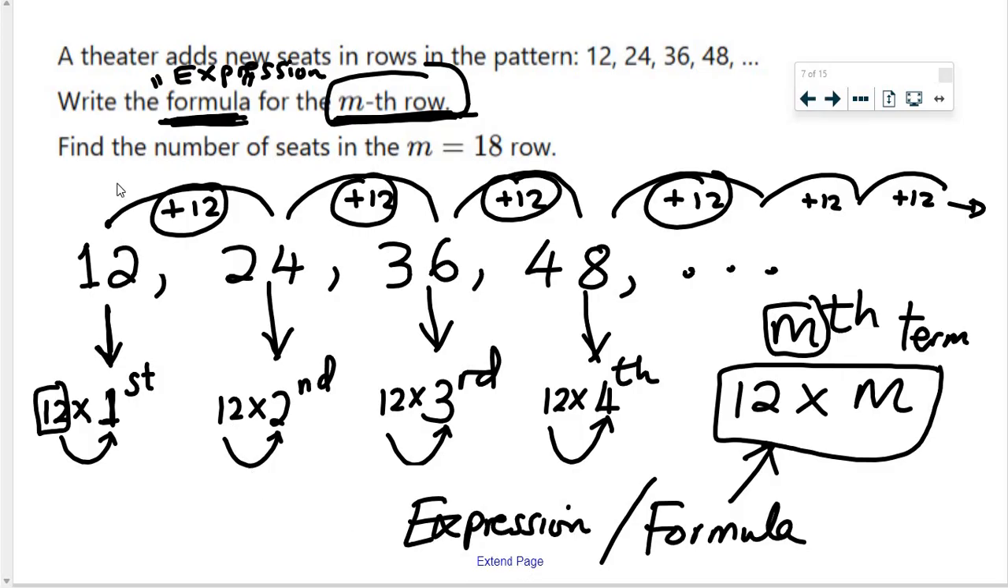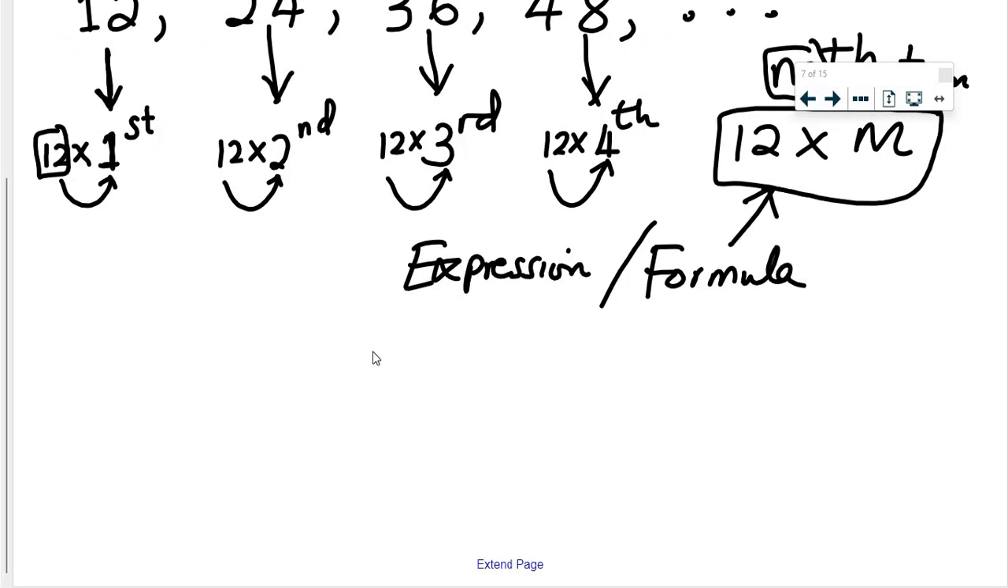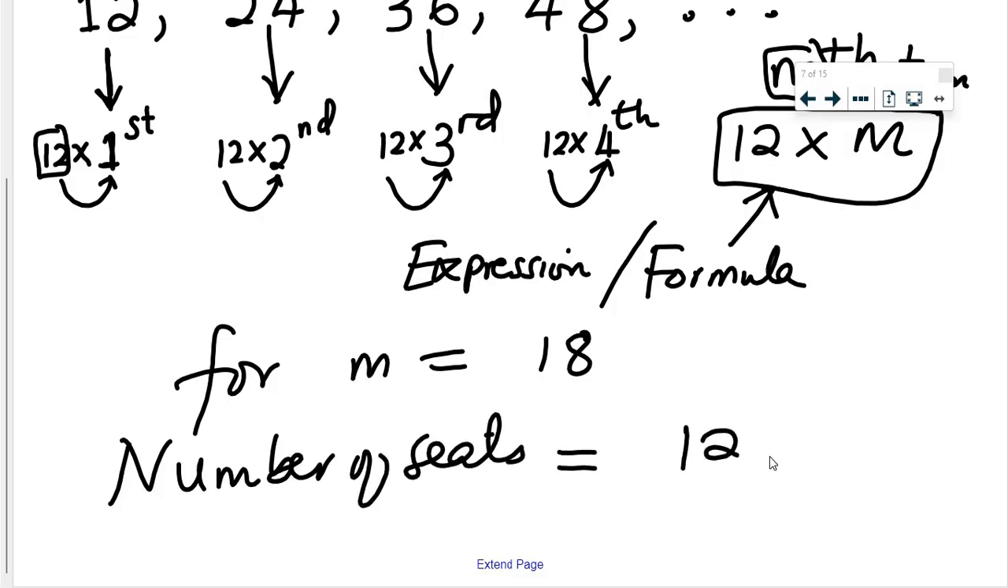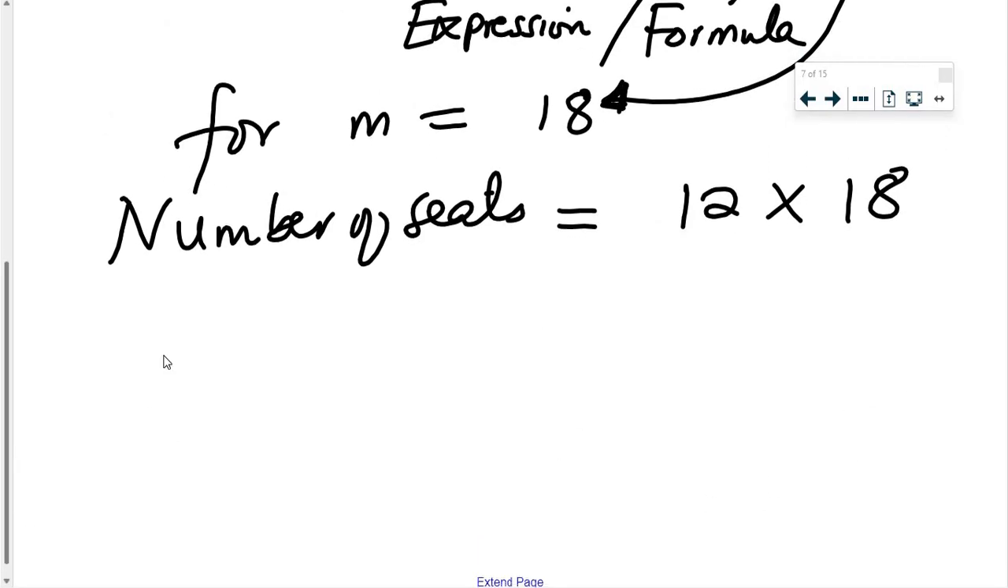Now, here comes the next question. Find the number of seats in the m equals 18th row. So that means for m equals 18, how many seats are there? The number of seats will equal 12 into m. But what is your m? Your m is 18. So you're going to do 12 into 18.